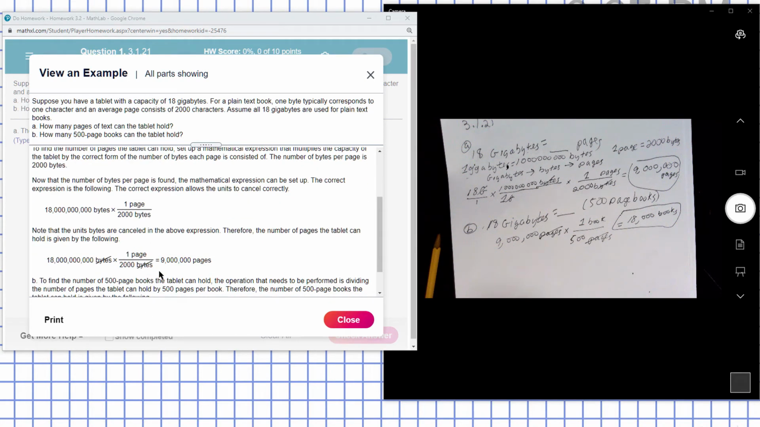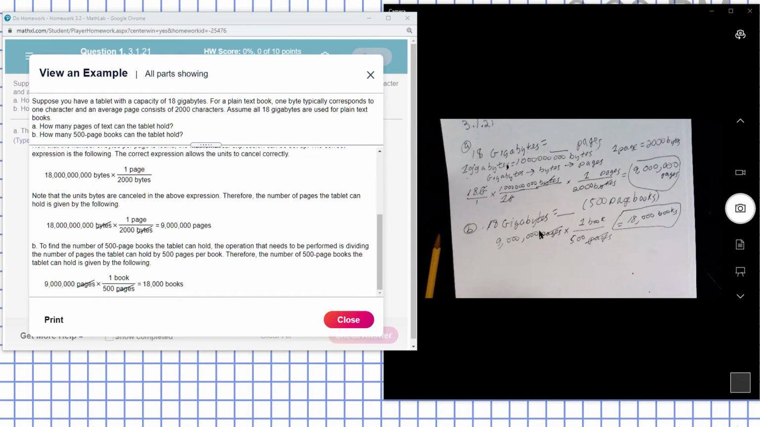Part B, how many 500 page books can a tablet hold? So I have, okay, 18 gigabytes, and they want to know how many 500 page books that is. How many 500 page books are in that? So we already found that it's 9 million pages. So you end up dividing here. So the pages cancel out.